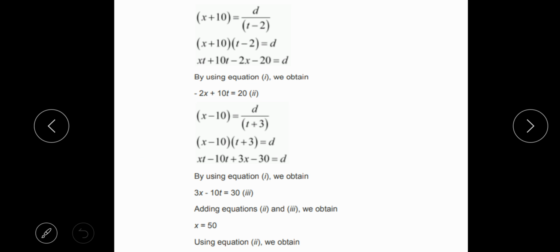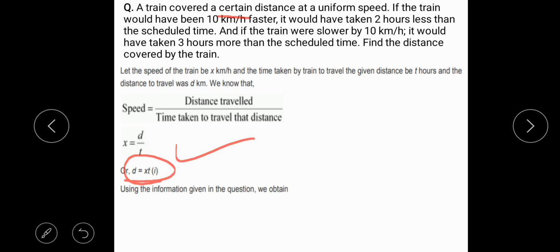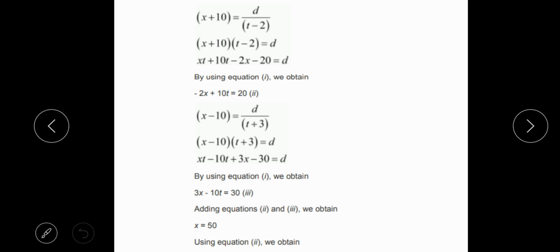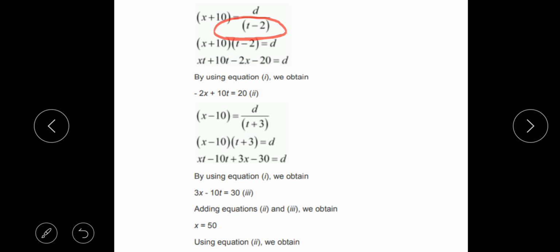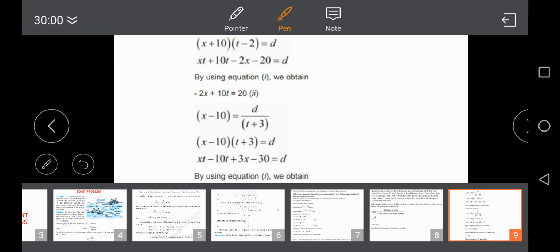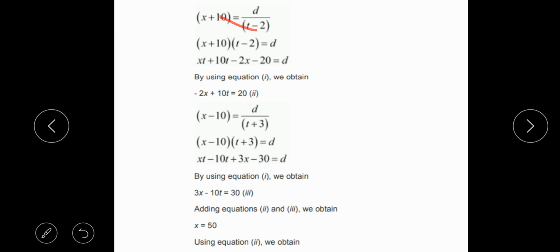See here, in the very first case, when we increase the speed, you have speed x kilometer per hour, when we increase the speed to x plus 10, then as we know speed is equal to distance upon time, so d upon time, and the time will reduce. How much time reduces? 2 hours reduce. So that's why here we are writing x plus 10 is equal to d upon t minus 2, and after cross multiplication you will get x plus 10 times t minus 2 is equal to d, or after solving you will get the equation xt plus 10t minus 2x minus 20 is equal to d.